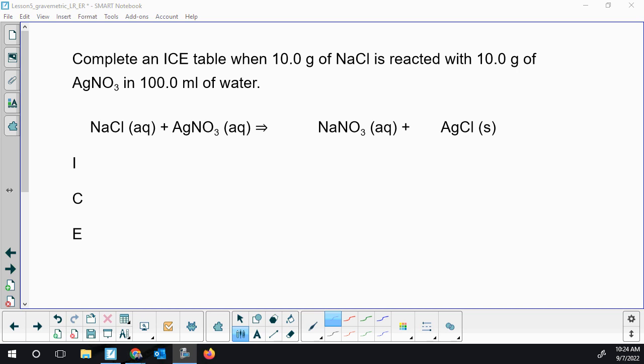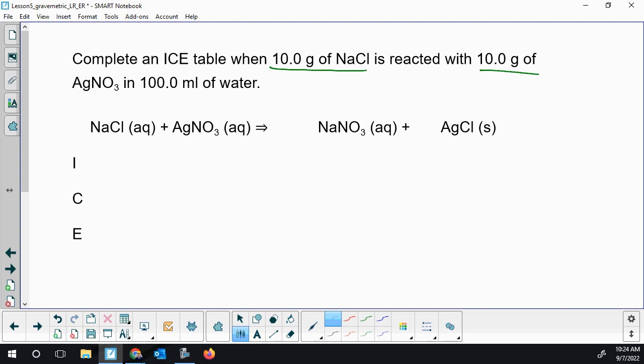So in this question, we're going to fill in a whole ice table, and we have an initial mass of both reactants. So we don't know which one's going to run out first. That's going to be our starting plan or goal, is to figure out which one is our limiting reagent.